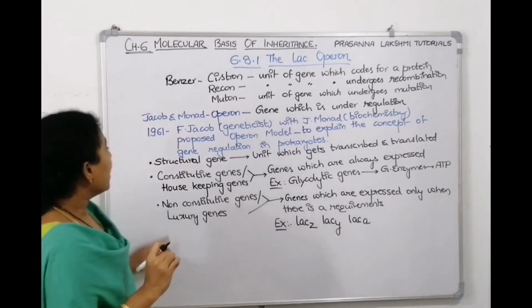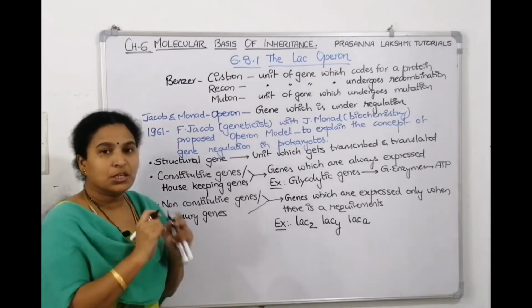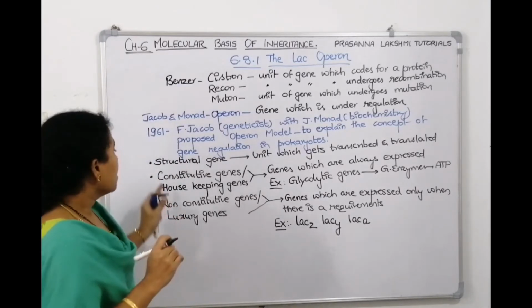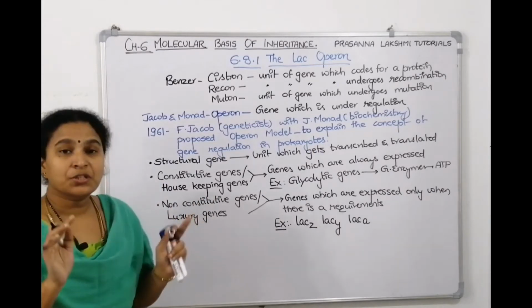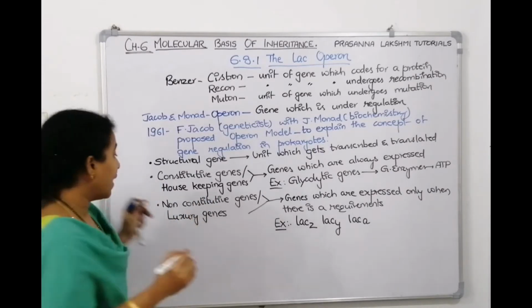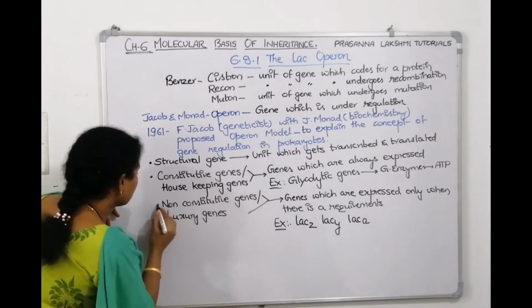Okay. Now we understood what a structural gene is. Structural gene means which gets transcribed. Constitutive gene means which are always expressed. Non-constitutive genes means which are expressed only when there is a requirement. There is another concept called pseudogenes, you know.